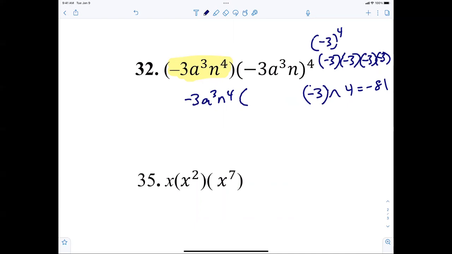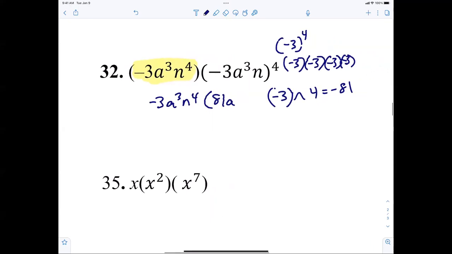All right, so this would be 81 a to the what power? Power to power, what do you do? Multiply. A to the what? And then n to the what? There you have it. Now continue multiplying, please.